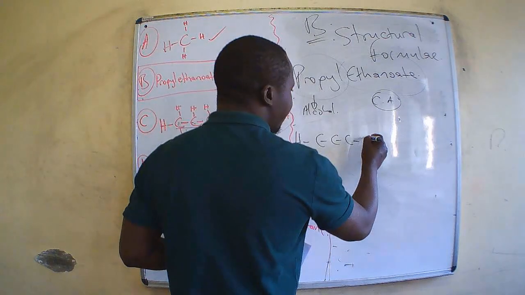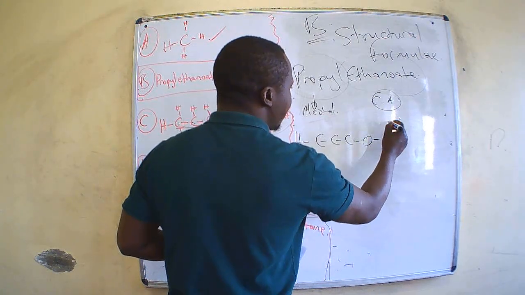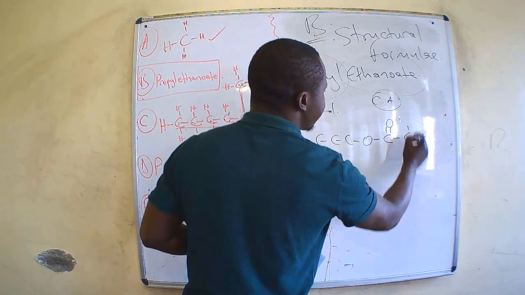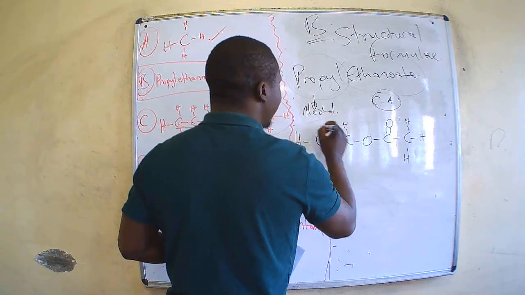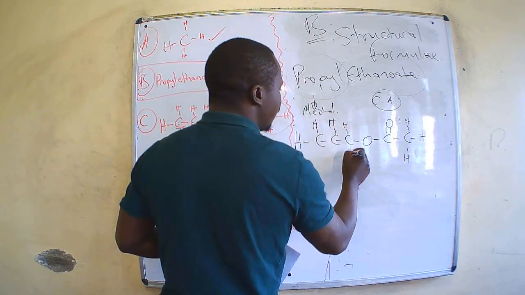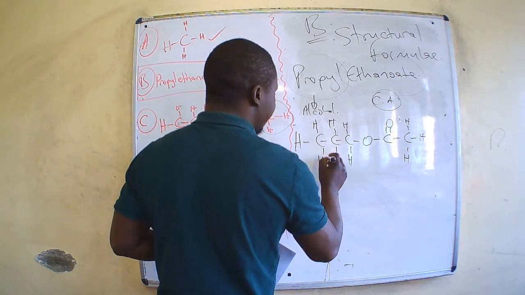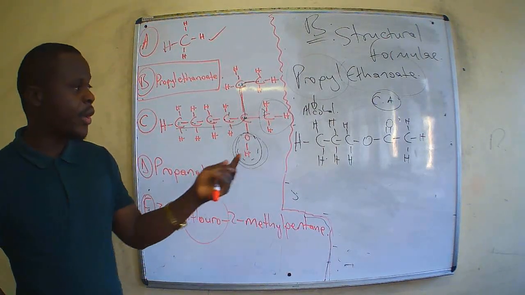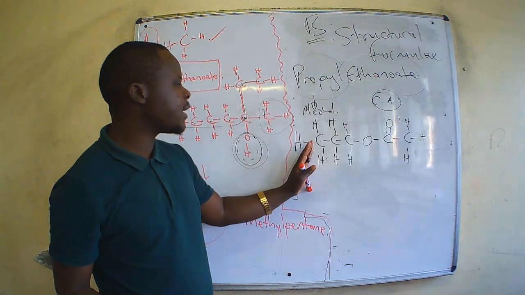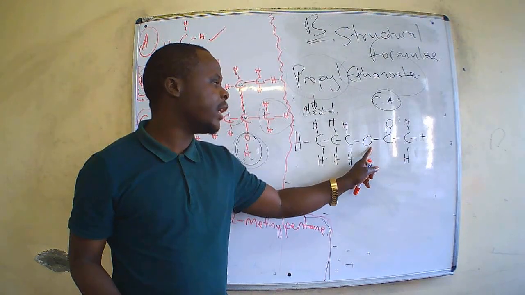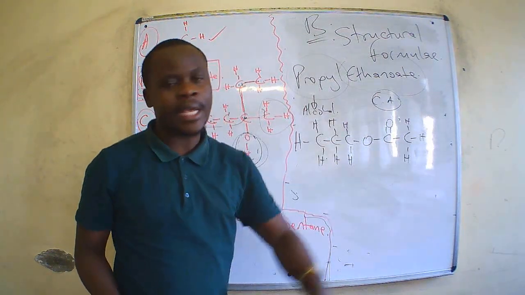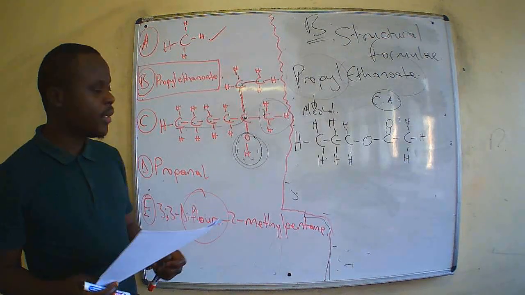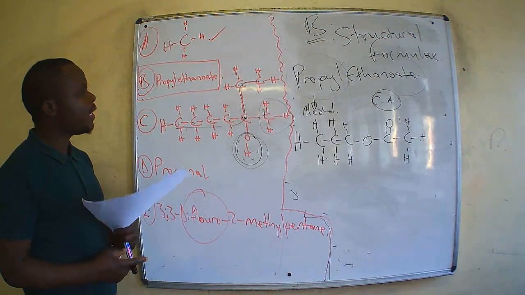So we are going to have an oxygen, and a carbon with this, and ethanoate, 2 carbons. Then this is the structural formula for propyl ethanoate. As you can see, 3 carbons on this side, divided by the oxygen atom, and then 2 carbons on the other side, which came from the carboxylic acid. So this is the structural formula of number B, which is propyl ethanoate.